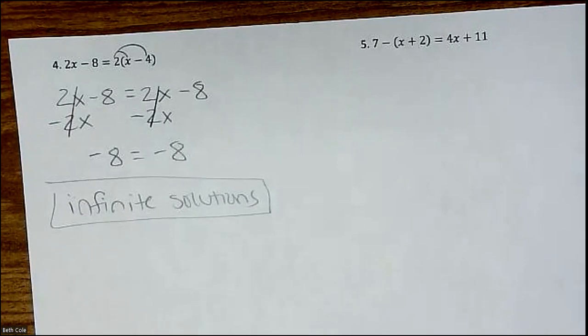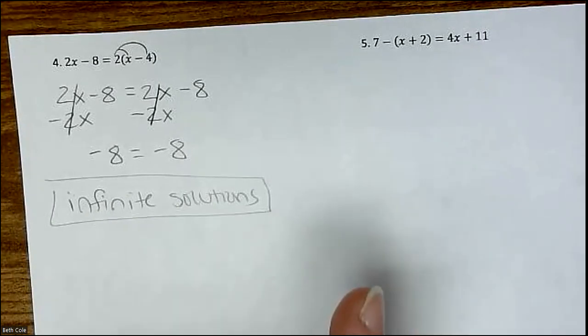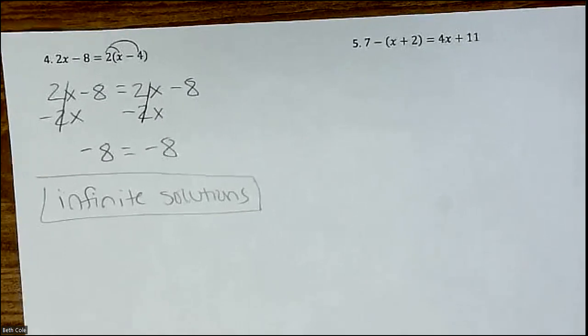Follow up though. If it came out to -8 equals +17, so no, that's a no solution. Good. So if you get something that makes sense, it's infinite solutions. If you get something that doesn't make sense, it's no solution. So one or the other.